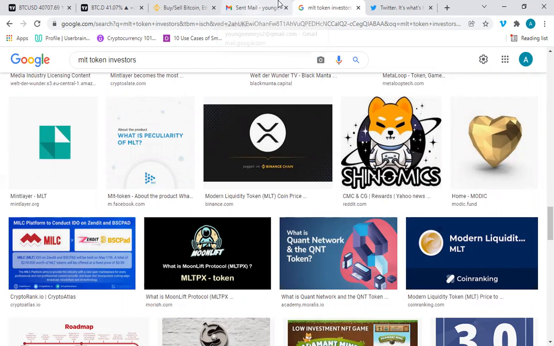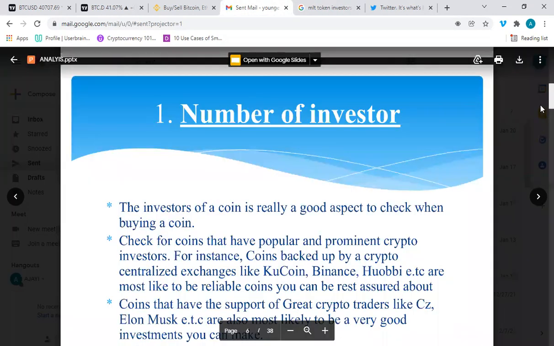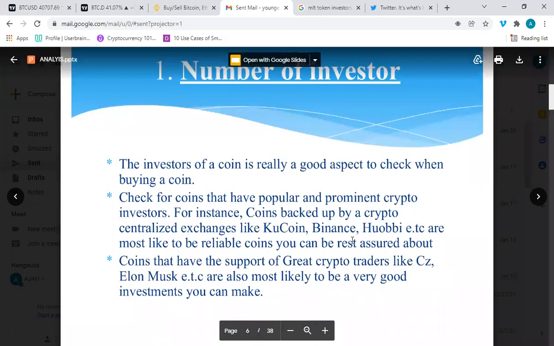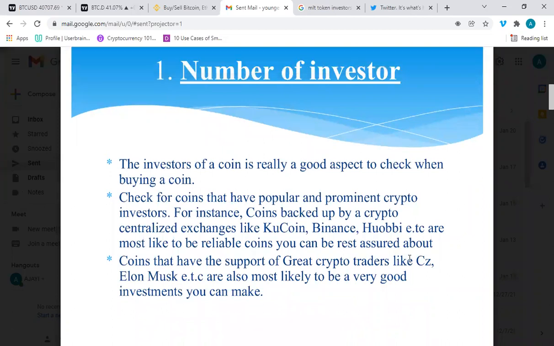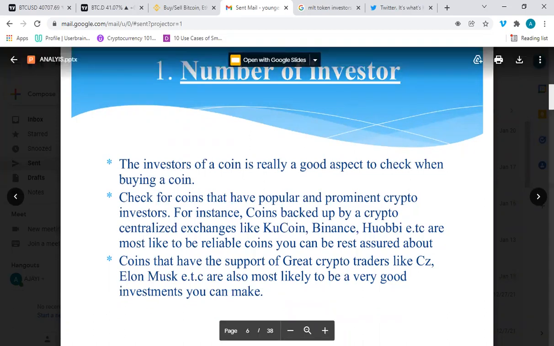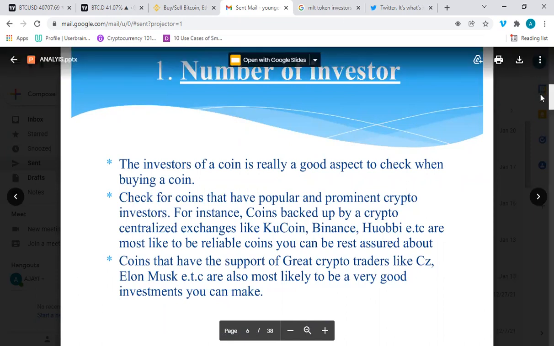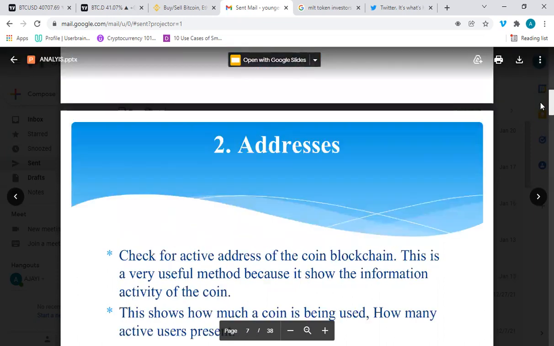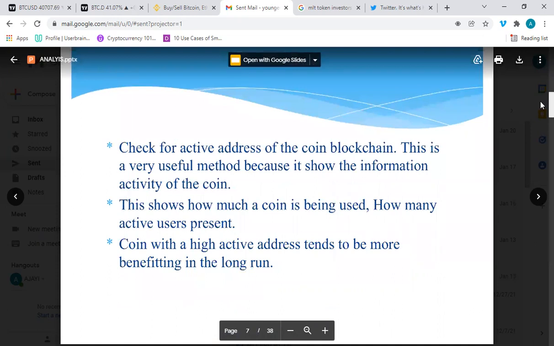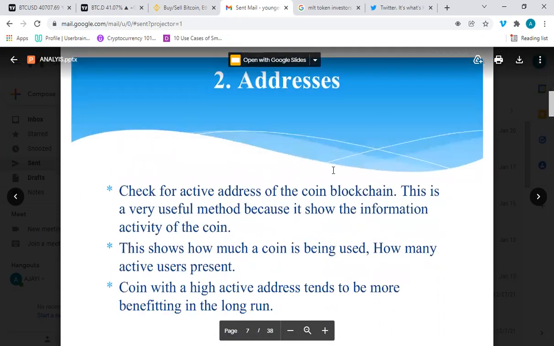Now let's continue. Coins that are backed by exchanges like Binance and KuCoin are most likely to be reliable coins. Coins that also have great crypto support, like CZ and Elon Musk, are also more likely to be very good coins, just like what is happening to Dogecoin, because of this guy Elon Musk, right? Now let's continue. Another thing is addresses. Check for active addresses of the coin's blockchain.